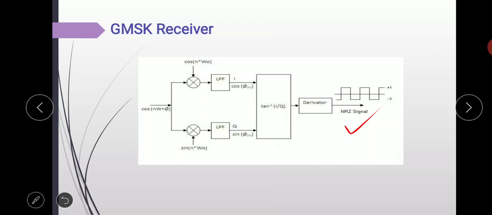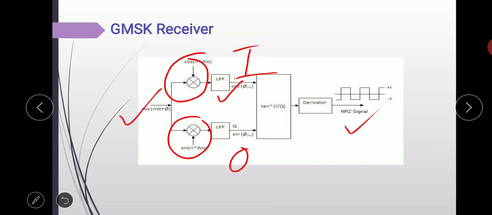Before doing this, mixing and low pass filtering is done. Here the mixing is done. So here the input is given and this mixer's carrier signal is multiplied with the input signal. Then it is passed through the low pass filter. So low pass filtering is done to obtain I and Q components from the two chains.